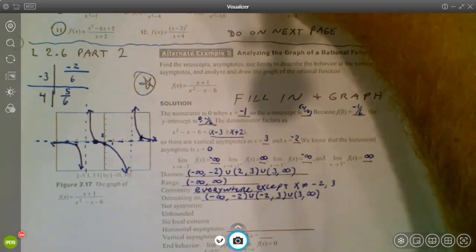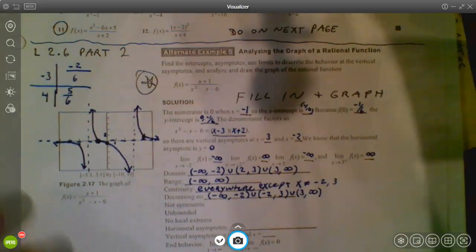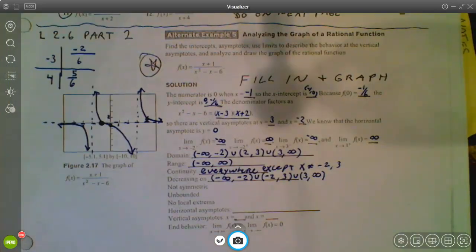Right, here we go. Final conclusion of 2.6. So this is part 2. We're going to look at two big examples here. This first one we were filling in together.